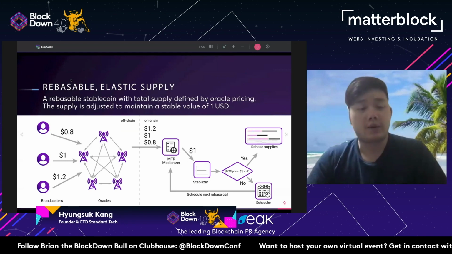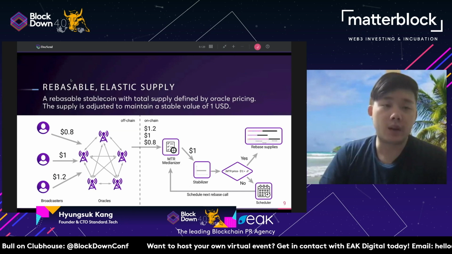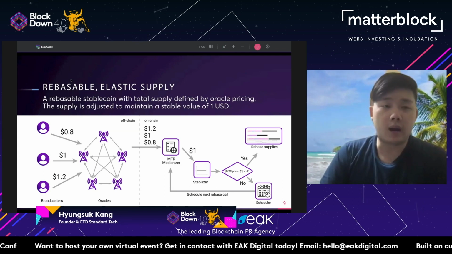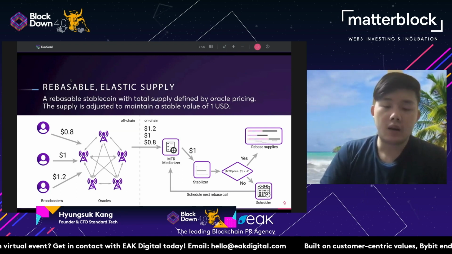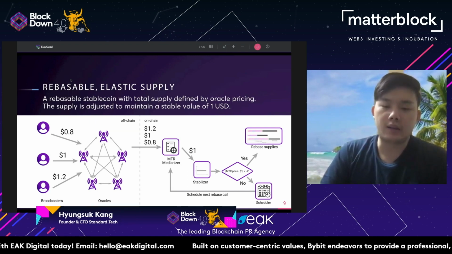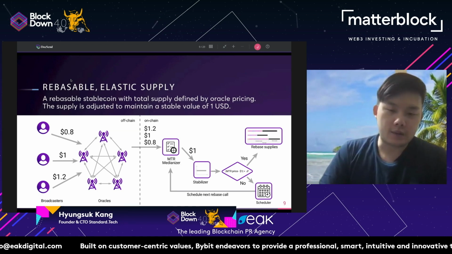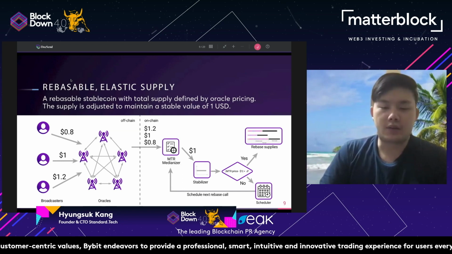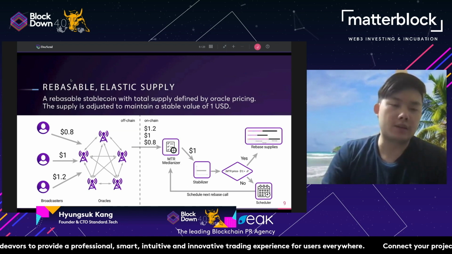As I said, for the rebasable elastic supply, we bring several Oracle clients in from off-chain to submit Oracle data on-chain, and then the blockchain aggregates that data and medianizes it to get an unbiased value from those Oracle clients. After that, the data is used to stabilize the supply of the stablecoin that can be generated. If it is okay, it is scheduled again to medianize the price and then do the rebasing.